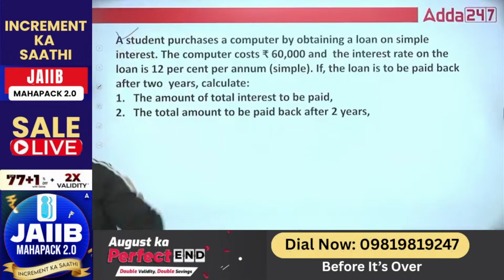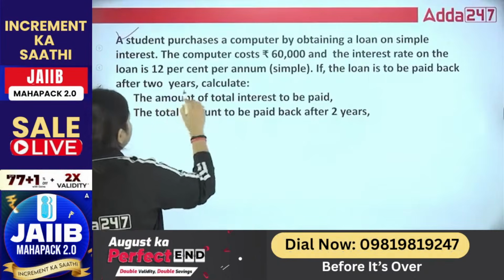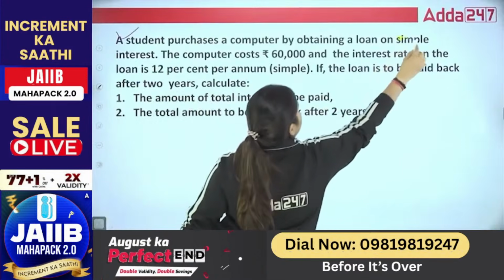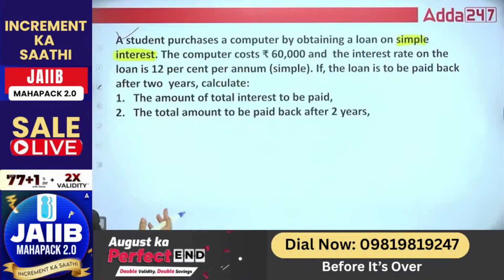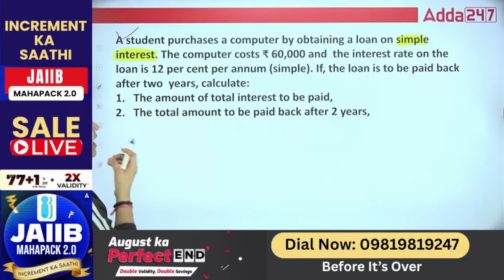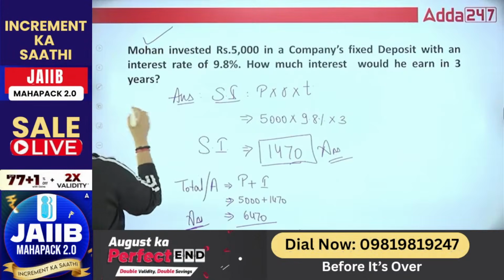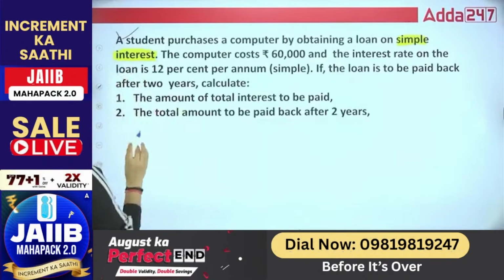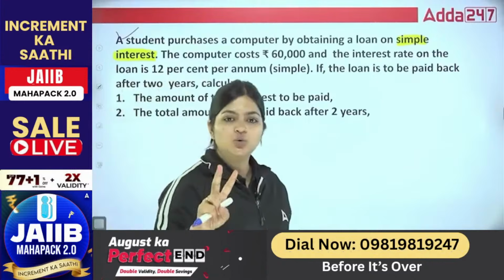A student purchases a computer by obtaining a loan on simple interest. Already in this question they have provided that the student obtained the loan on simple interest. The computer costs 60,000 and the interest rate on the loan is 12% per annum. If the loan is to be paid back after 2 years, here we need to calculate two things. First, the amount of total interest to be paid. Second, the total amount to be paid back after 2 years.